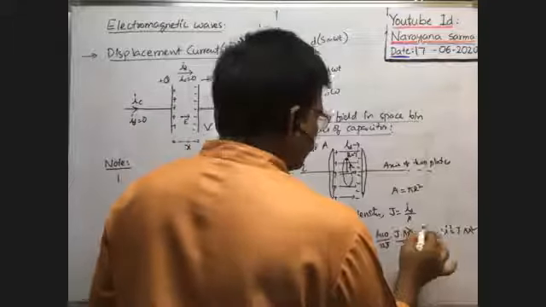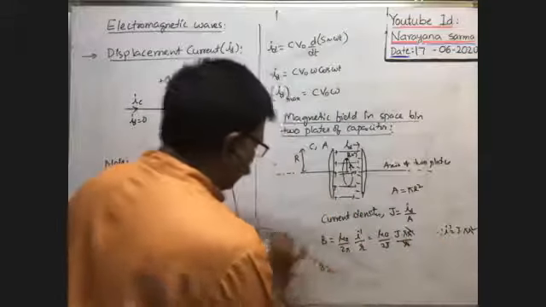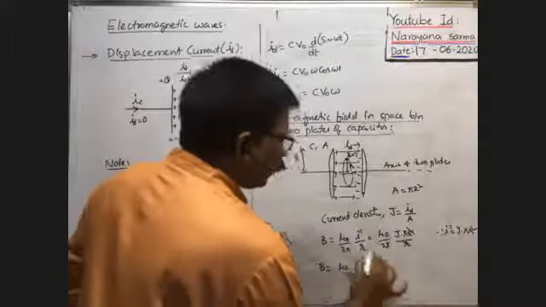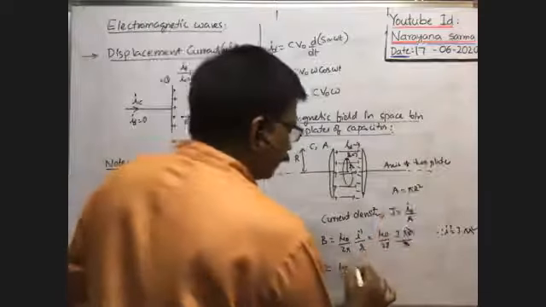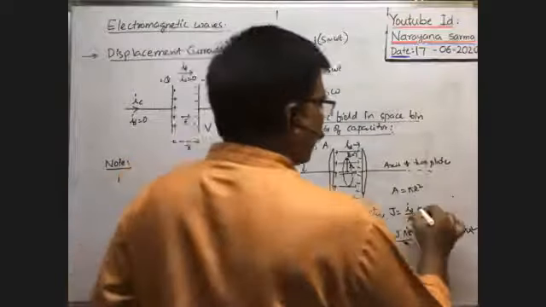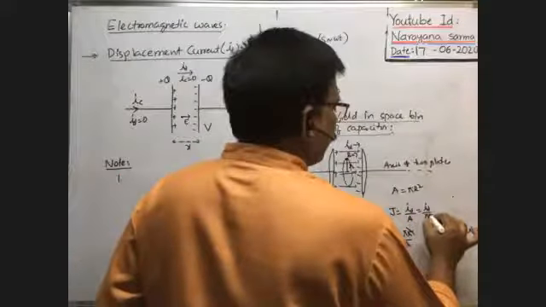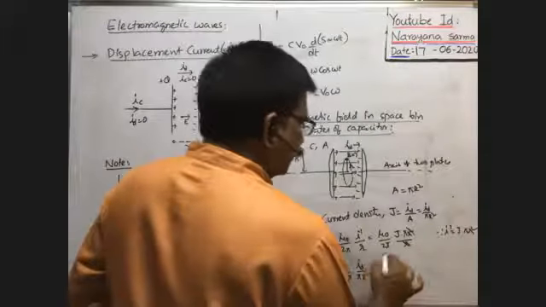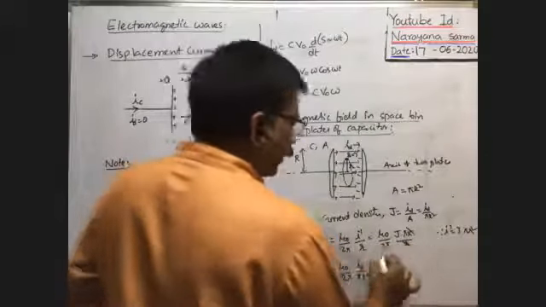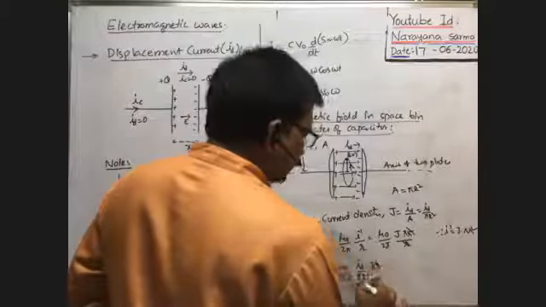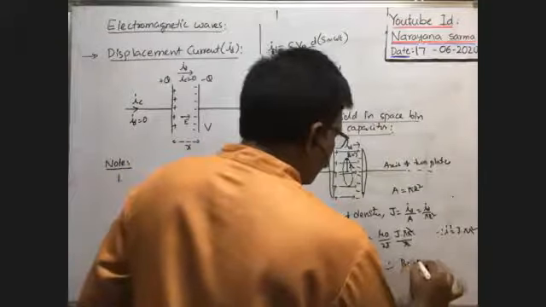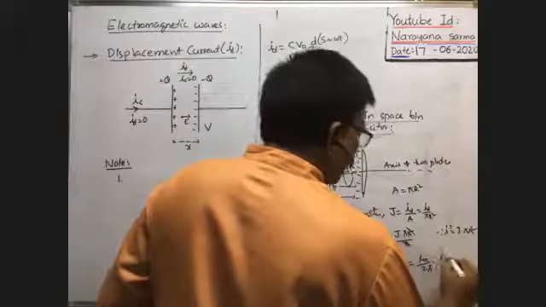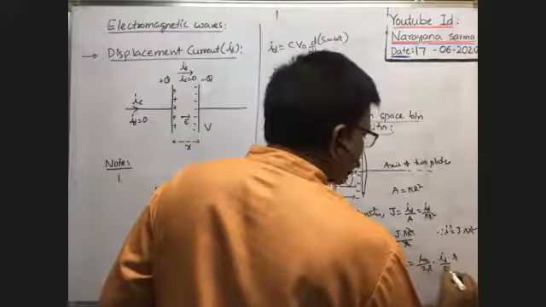Here r square cancels. Therefore, magnetic induction B is equal to mu naught by 2 pi into J. What about J? J means ID by A, and A means pi R square, no? ID by pi R square. So you write ID by pi capital R square into pi small r. Pi cancels. Therefore, B is equal to mu naught by 2 pi into ID, the displacement current, into r by capital R square.